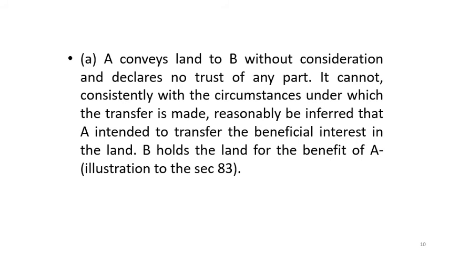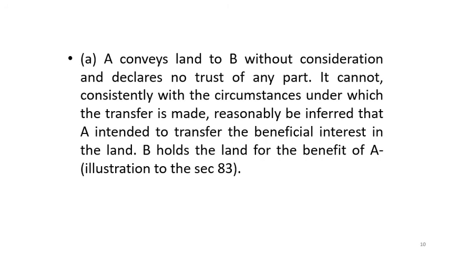A transfers the property to B without consideration, but in the deed of transfer, nowhere is the term or expression trust used. That's why we are in the illustration. It indicates that A declares no trust in any part of the document. Then there are three matters. One thing is property transferred, no payment given, and at the same time no trust declared in any part of the document.